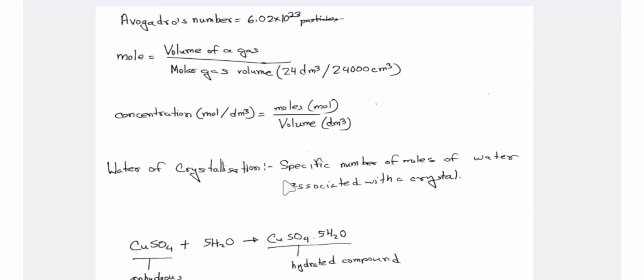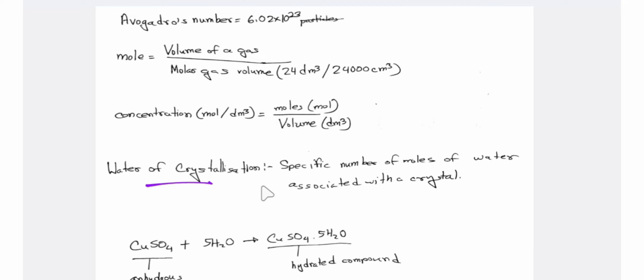Then for water of crystallization, we know that water of crystallization is the specific number of moles of water associated with a crystal. For example, copper sulfate, and let's suppose the water is 6H2O. So let's suppose this is a crystal and this is the specific number of moles of water associated with this crystal.